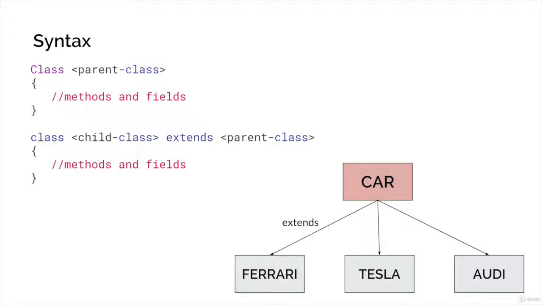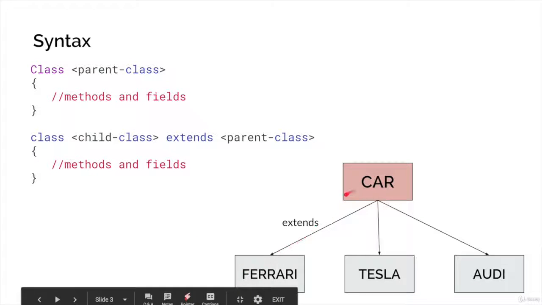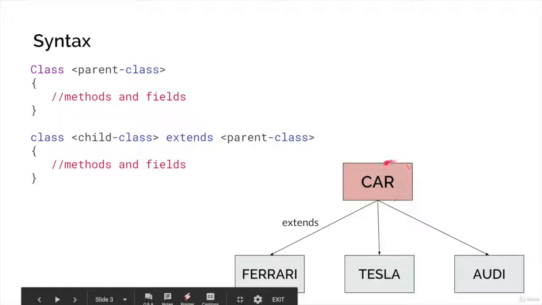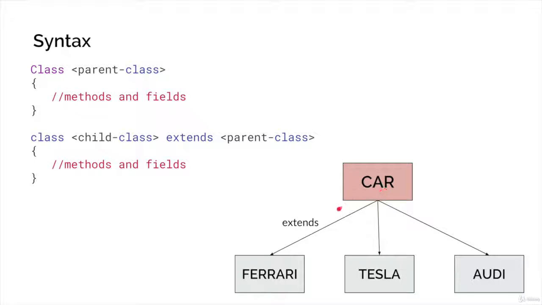This is how it will turn out to be. We can say class Ferrari extends car, class Tesla extends car, class Audi extends car. What this means is Ferrari, Tesla and Audi are simply inheriting the car class. Why would they want to inherit the car class? Whichever class inherits the car class gets all the methods and fields defined in the car class.